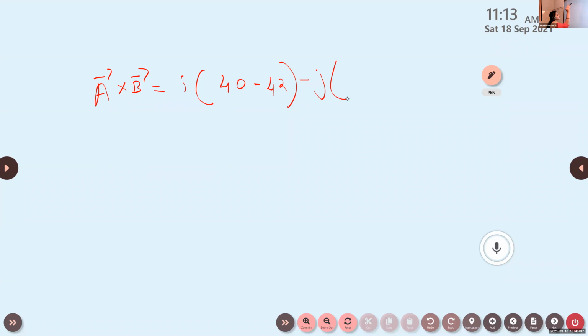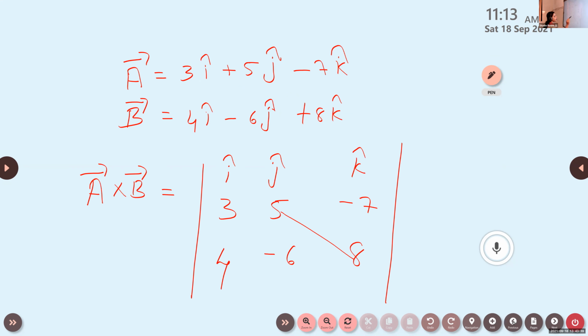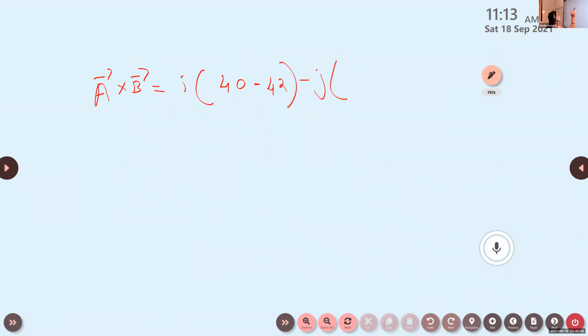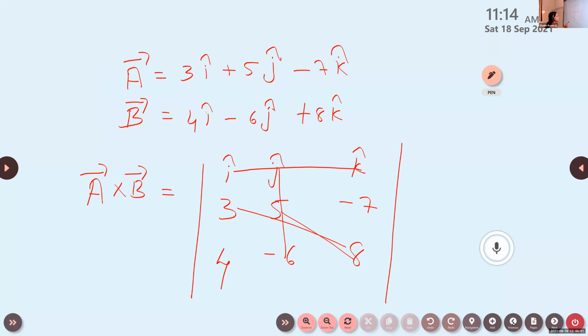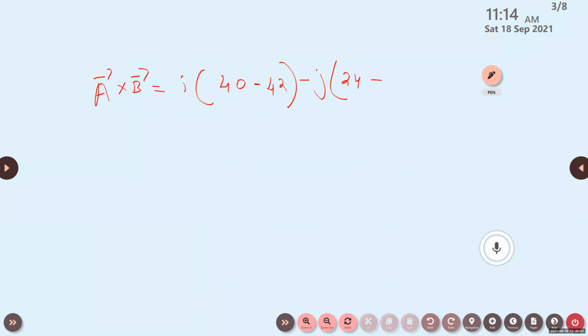Minus j into, excluding the first row and second column, then we have 3 into 8, 24, minus 4 into minus 7. 4 into minus 7 becomes minus 28. So 24 minus minus 28.